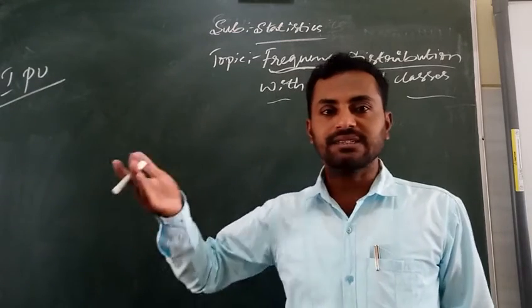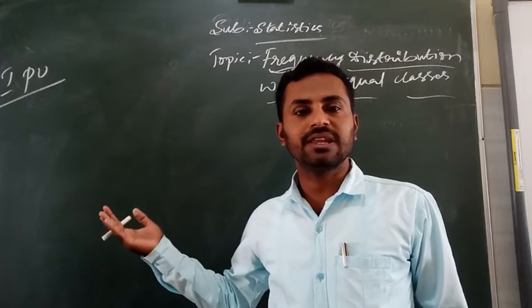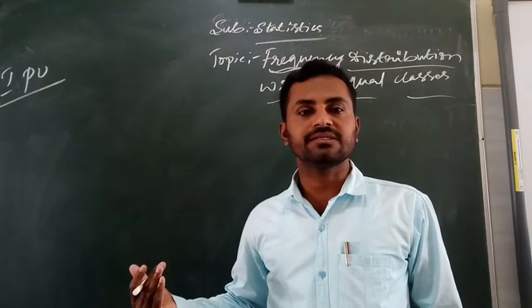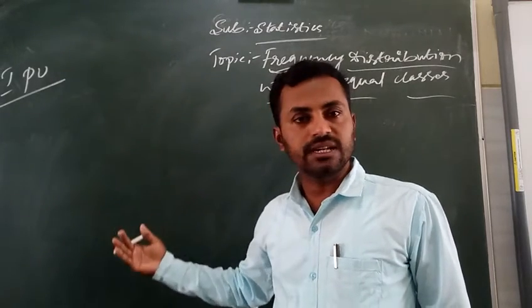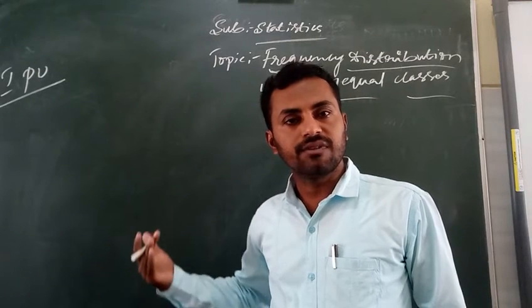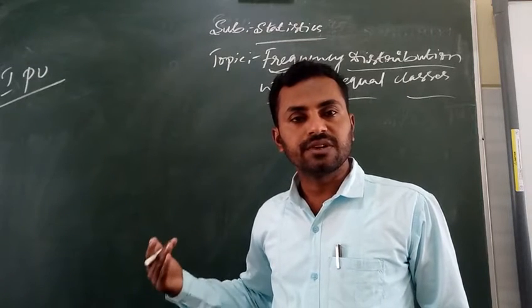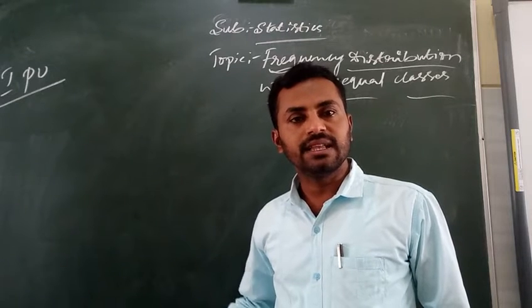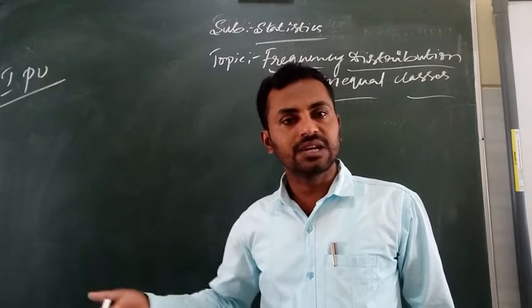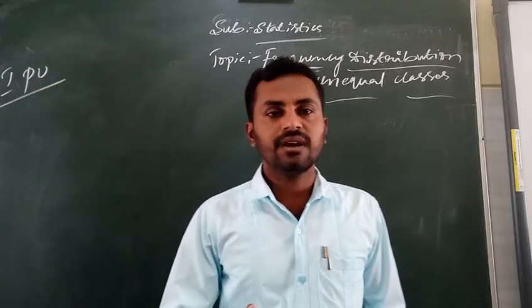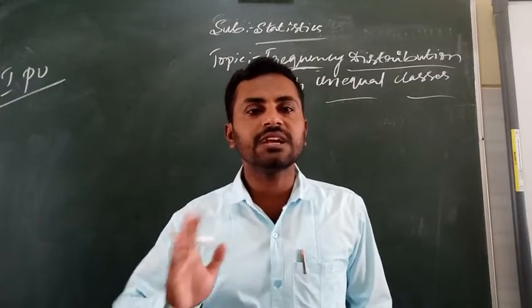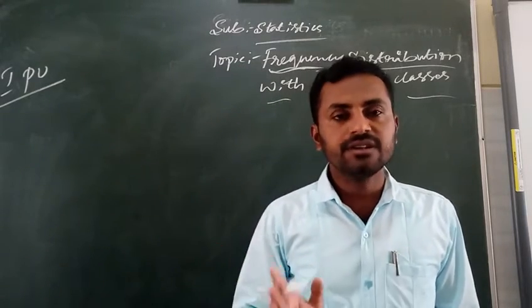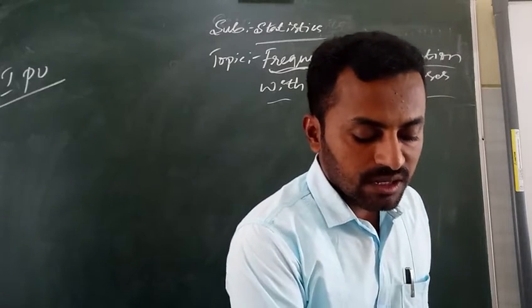Equal classes mean what? In table number 3.6, discussed in the previous classes, we have 0 to 10, 10 to 20, 20 to 30, 30 to 40, 40 to 50, 50 to 60, 60 to 70, 70 to 80, 80 to 90, then 90 to 100. These are the equal classes. Now we are going to discuss frequency distribution with unequal classes.